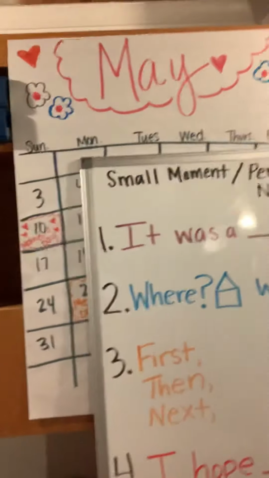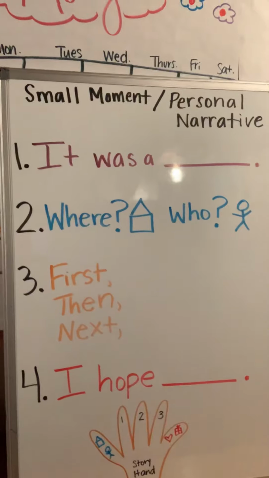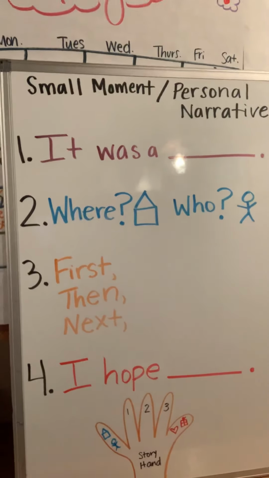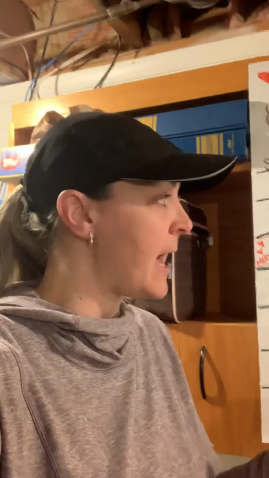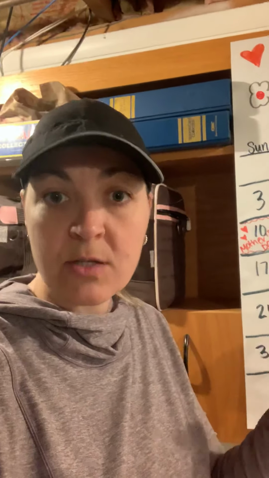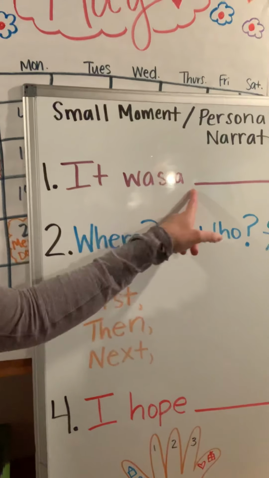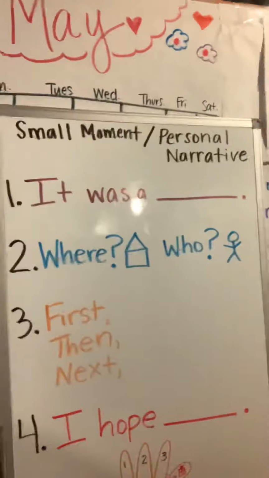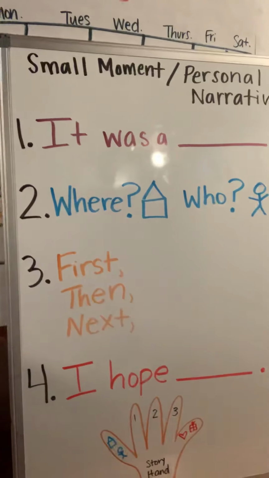So let's go to our chart here. And this is our helpful chart. You might remember it from class, small moment, personal narratives. So when we start our small moment, we want to introduce the reader to what is happening, what kind of day it was, who's in the story, and where it takes place. So number 1 and number 2, you're going to start your story with, it was a sunny day, it was a rainy day, it was my birthday. Any start that you have, any lead that tells the reader what was happening is a great lead. And then you can tell where you were and who is in the story.